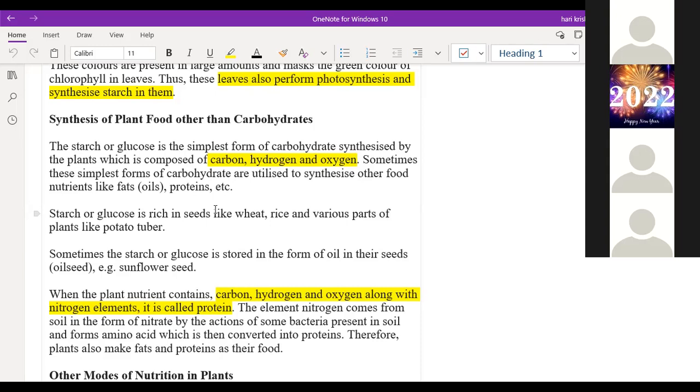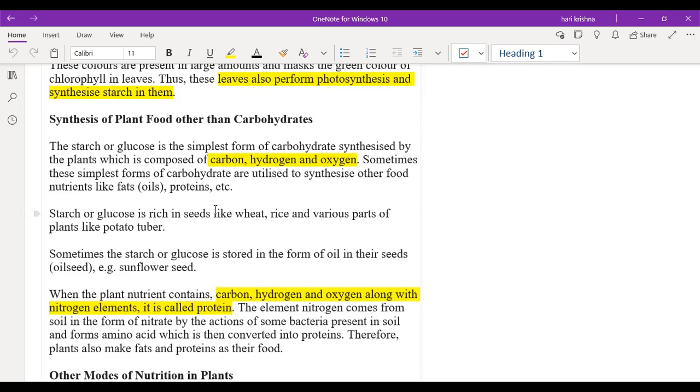So proteins, fats, minerals, vitamins, and all the things from the plant products we're getting. Like fruits, seeds, leaves, right? Stem also. So from the different plant products, we are getting the different types of nutrients. These are also obtained from the plant source only.